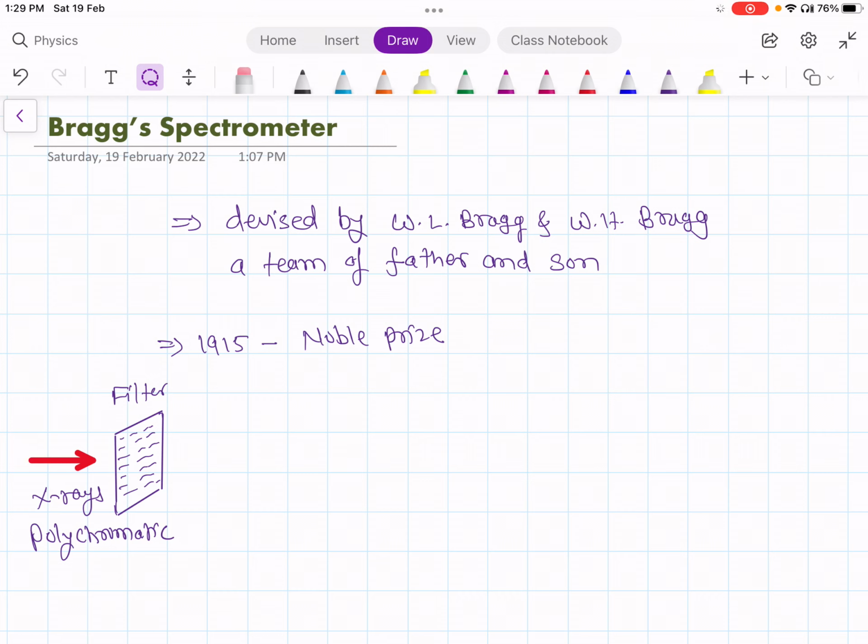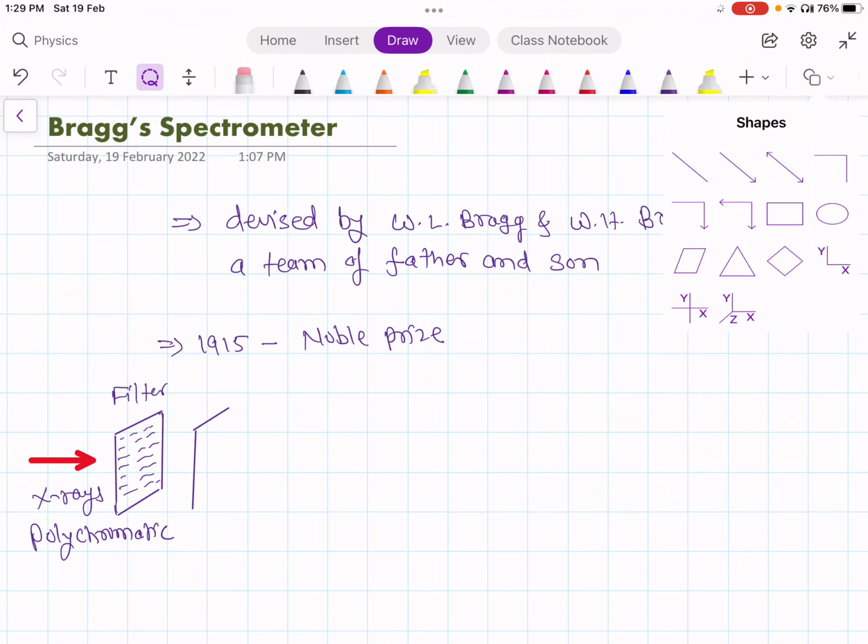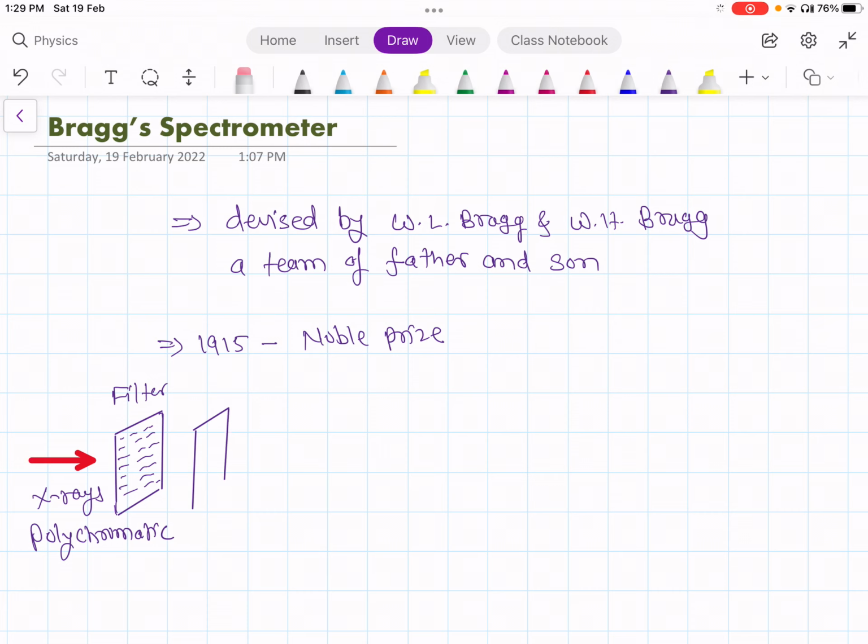We need to focus it. To focus it, this X-ray beam is allowed to pass through two screens, S1 and S2. Let's say this is screen S1, which is actually a lead screen, consisting of a pinhole at the center.